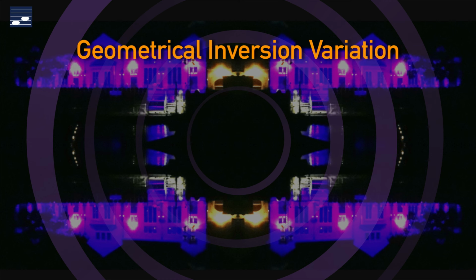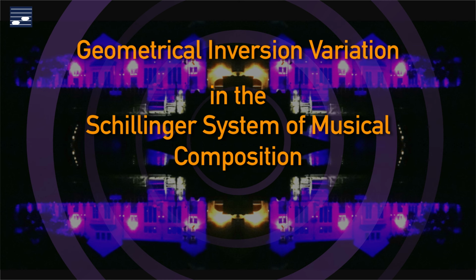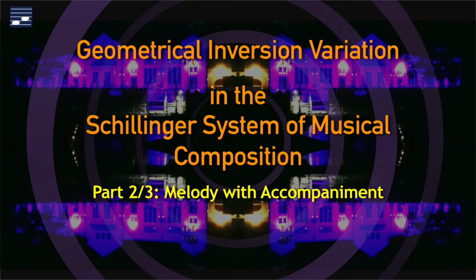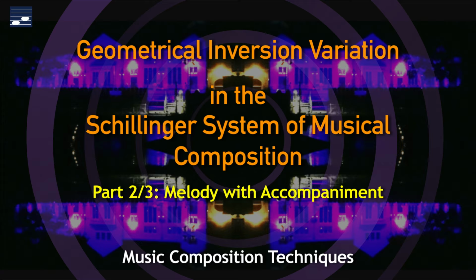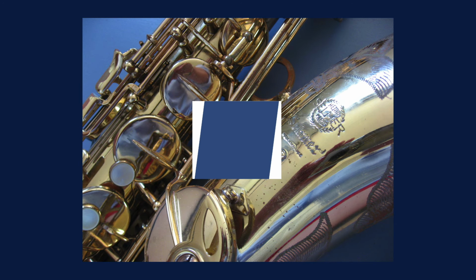Hello, this is episode 2 in the 3-part video series on geometrical inversion variations in the Schillinger system of musical composition. Whereas the first part discussed isolated melodies, this tutorial adds the element of 4-part harmony. You'll see the effect of swapping parts in the melody with accompaniment setting, how to improve the bass part, and you'll discover the nearest neighbor voice leading technique.